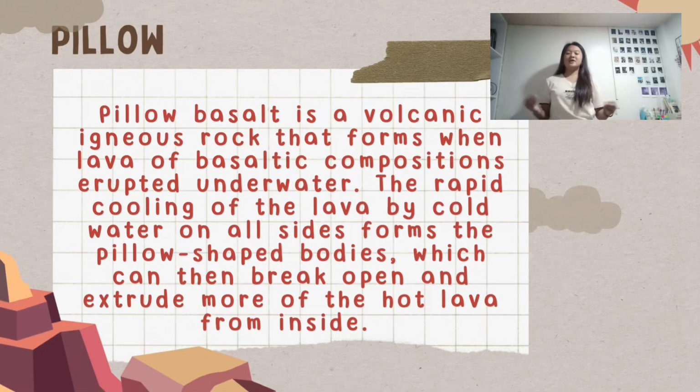Pillow. Pillow basalt is a volcanic igneous rock that formed when a lava of basaltic composition erupted underwater. The rapid cooling of the lava by cold water on all sides formed the pillow-shaped bodies, which can then break open and extrude more of the hot lava from inside. The rapid cooling also creates pillows that are composed of volcanic glass on the outside and that have very tiny, almost invisible crystals on the interior.